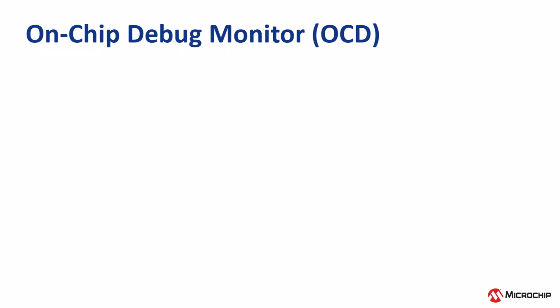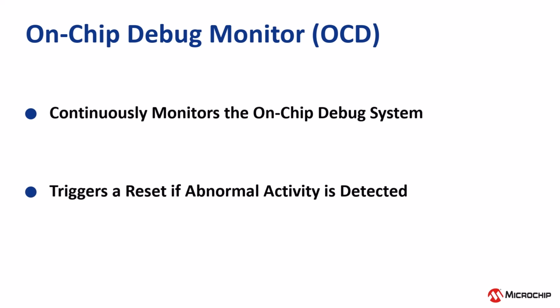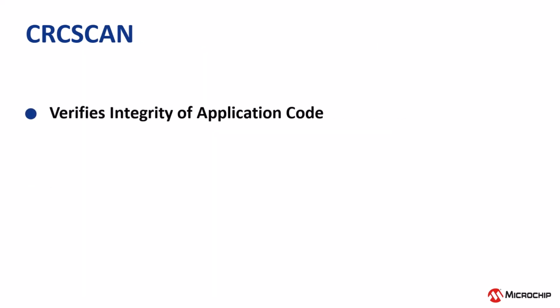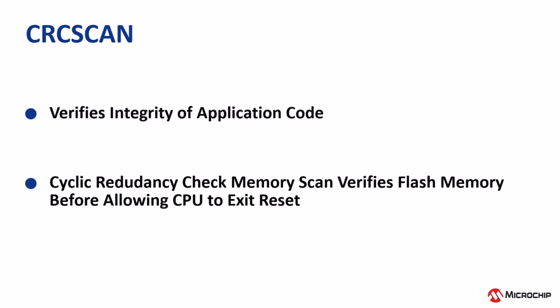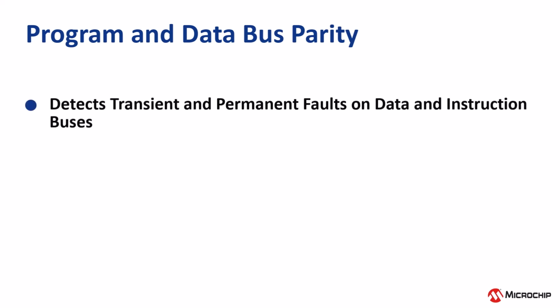The On-Chip Debug Monitor, or OCD for short, is a feature inside the CPU core that continuously monitors the on-chip debug system and triggers a reset if abnormal activity is detected. The CRC scan verifies the integrity of the application code using a cyclic redundancy check memory scan to compare a calculated value based off of portions of the device flash memory to a saved value before allowing the CPU to exit reset. Program and data bus parity detects both transient and permanent faults on the data and instruction buses.